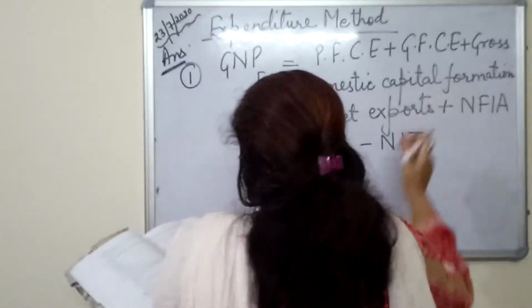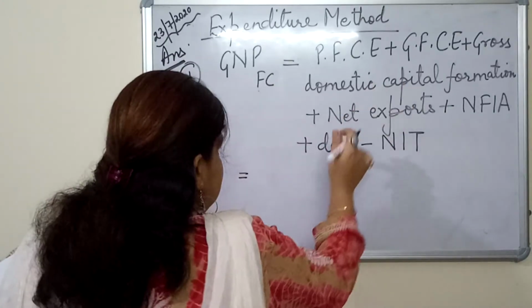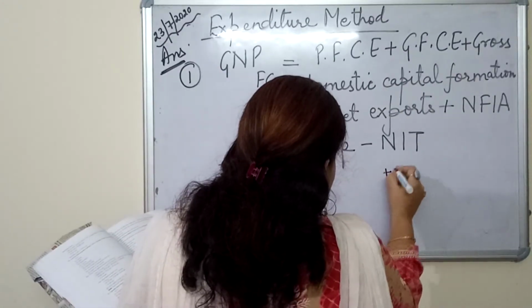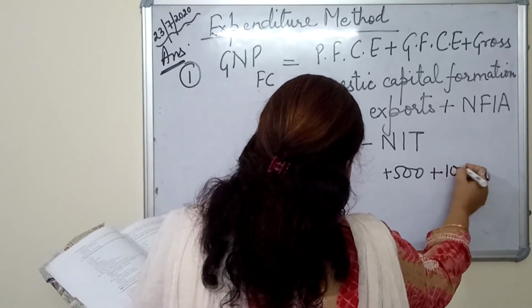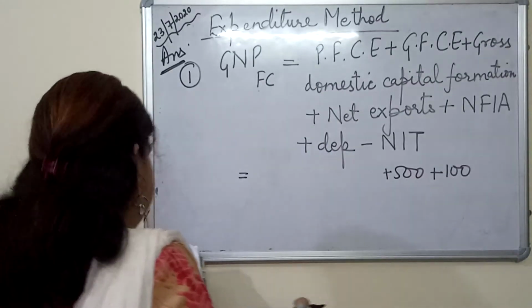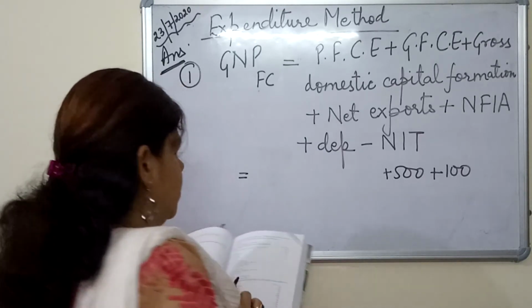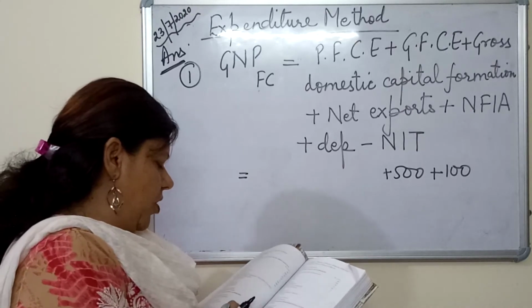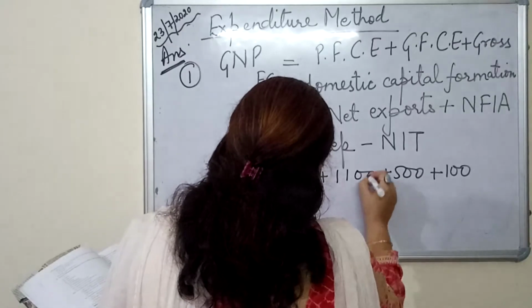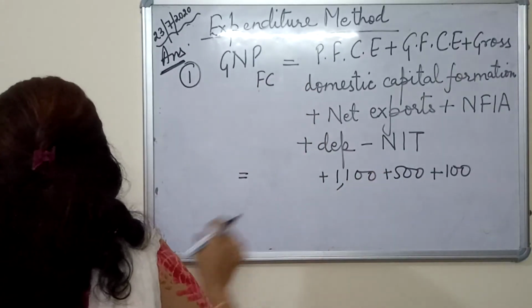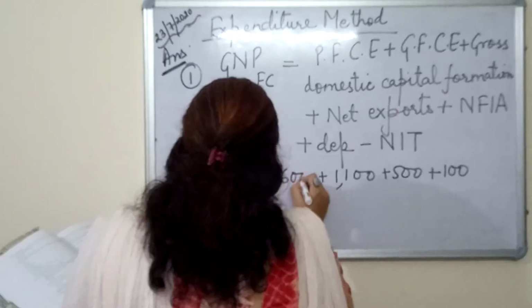Now gross domestic capital formation is given, but it is given in net, so we will be having 500 plus the depreciation as 600, because we will be converting it into gross. Next is compensation, it is included in income. Consumption we have already. Government expenditure is plus 1100, which we have done. Next is private consumption expenditure as 2600.